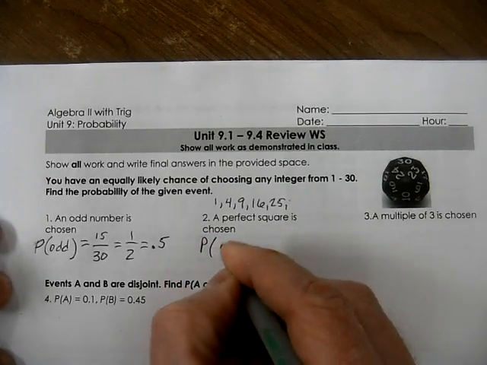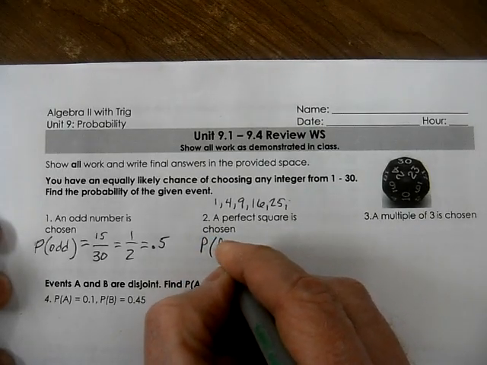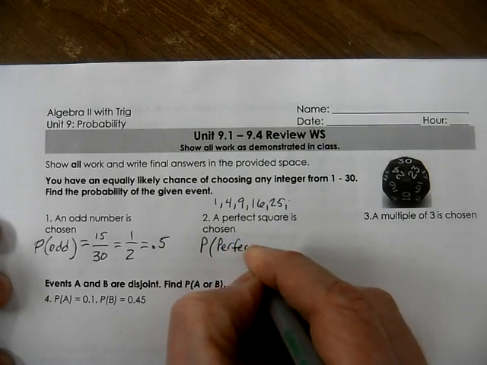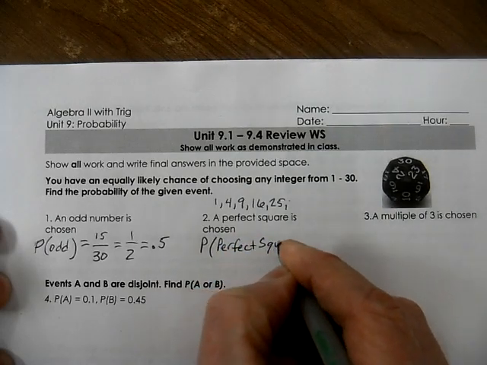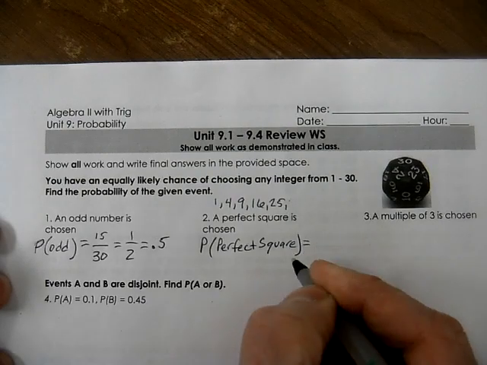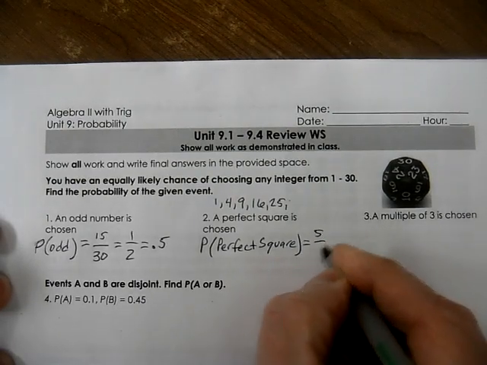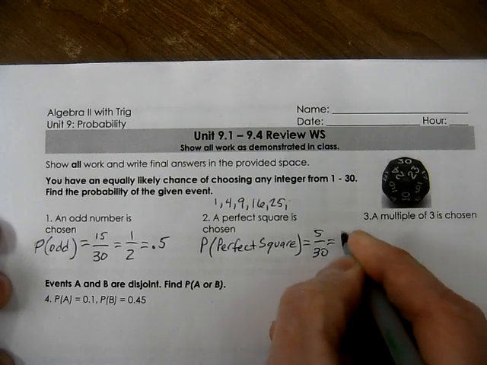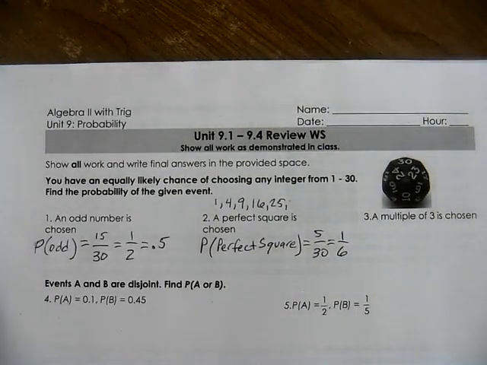So the probability of a perfect square was 5 out of 30, which is 1/6. You can do a decimal for that if you wish.